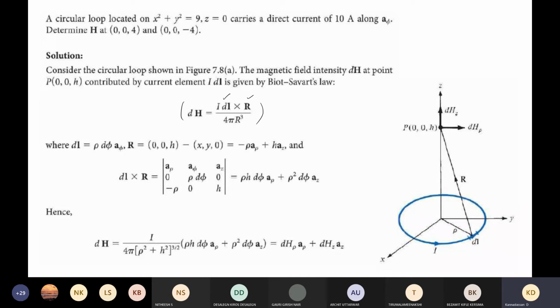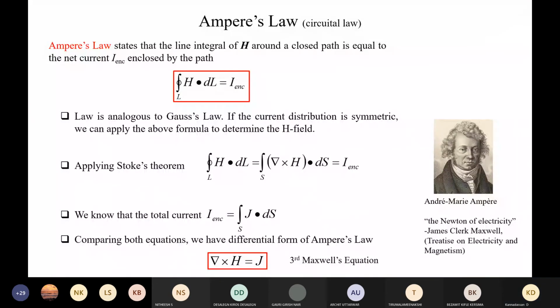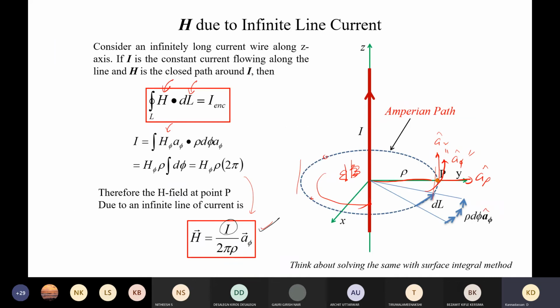But in the case of Ampere's law, you're supposed to know how to draw this closed path. That is the very important thing. Then only you can collect all the magnetic fields, and we can calculate the total current I. So it is a kind of a reverse problem with respect to the Biot-Savart law. So drawing the Amperian path is very important.